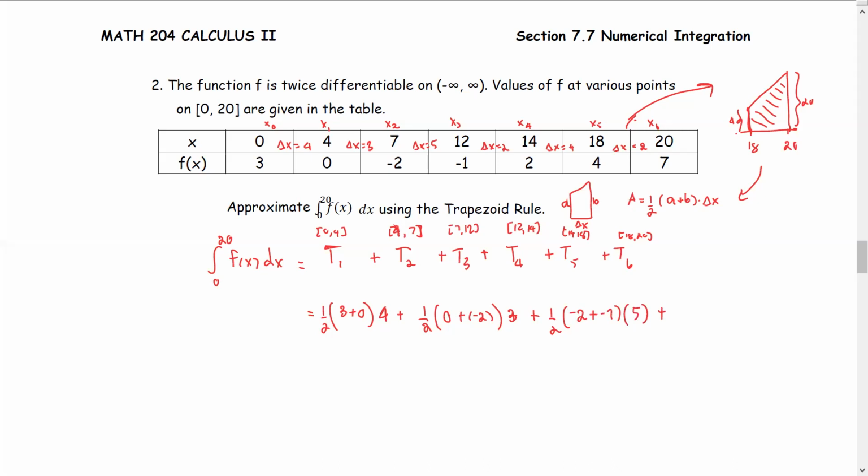and plus for T4 is 1/2 times the function height at 12, which is -1, plus the function height at 14, which is 2, multiplied by the delta x, which is 2, plus 1/2 for T5 between 14 and 18, the sum of the two function values, which is 2 and 4, multiplied by the width, which is 4, and the last trapezoid from 18 to 20. So the area is 1/2 the sum of 4 and 7, multiplied by the delta x, which is 2.